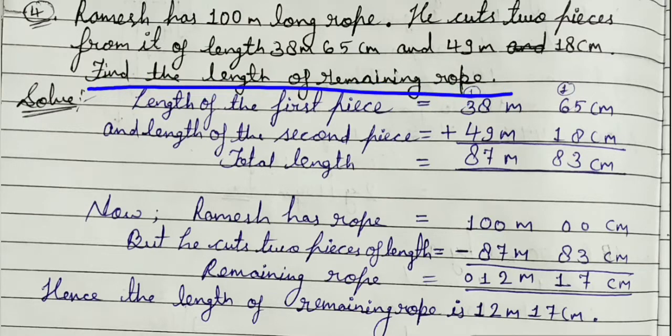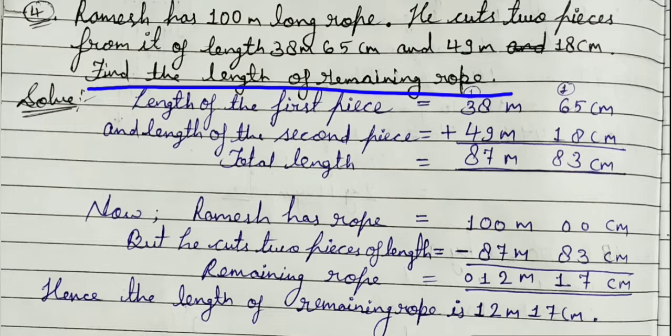It means that bacho, the question is asking, Ramesh has a 100-meter long rope and he cut 2 pieces. So after cutting these 2 pieces, how much rope, or you can say the length of the remaining rope, you have to calculate here. In short, you have to calculate the length of the remaining rope.